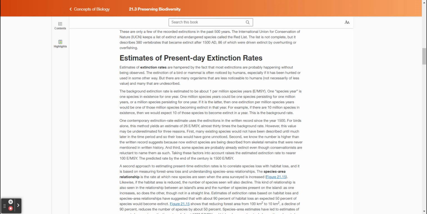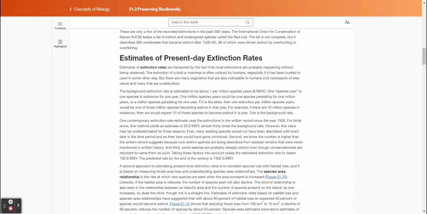Estimates of present-day extinction rates. Estimates of extinction rates are hampered by the fact that most extinctions are probably happening without being observed. The extinction of a bird or mammal is often noticed by humans, especially if it has been hunted or used in some other way. But there are many organisms that are less noticeable to humans, not necessarily of less value, and many that are undescribed.